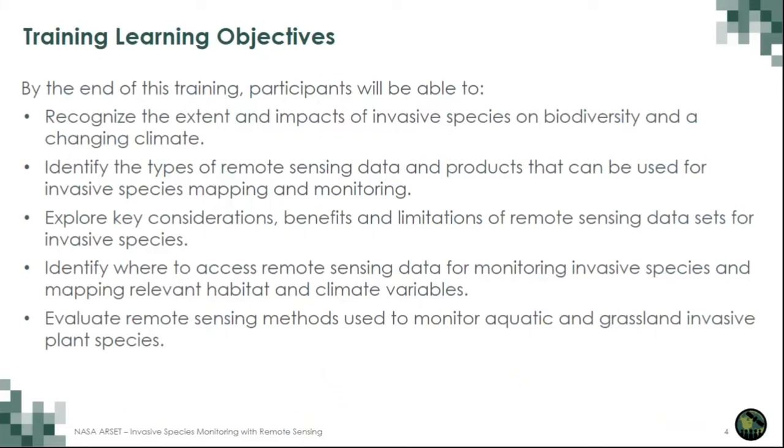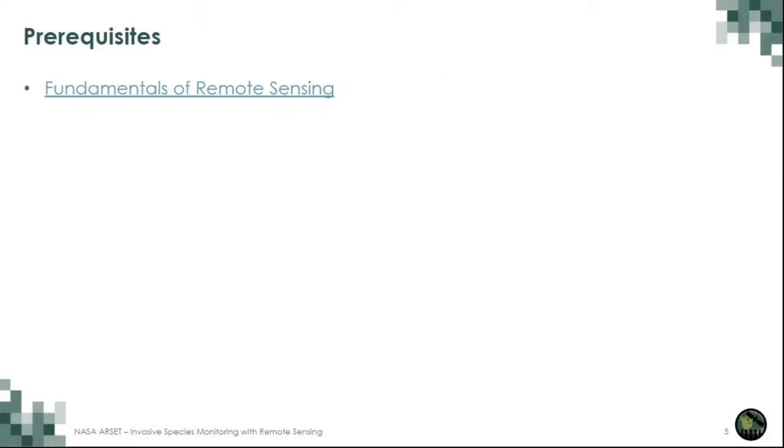This three-part training aims to give participants the skills to recognize the extents and impacts of invasive species on biodiversity in a changing climate, identify the types of remote sensing data and products that can be used for invasive species mapping and monitoring, explore key considerations, benefits, and limitations of remote sensing data sets for invasive species. Identify where to access remote sensing data for monitoring invasive species and mapping relevant habitat and climate variables. And evaluate remote sensing methods used to monitor aquatic and grassland invasive plant species.